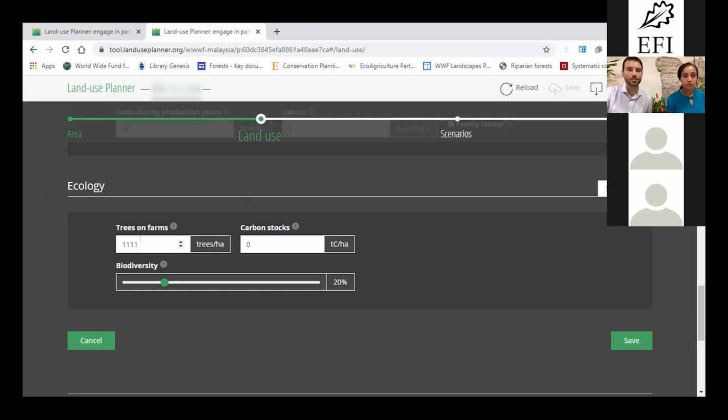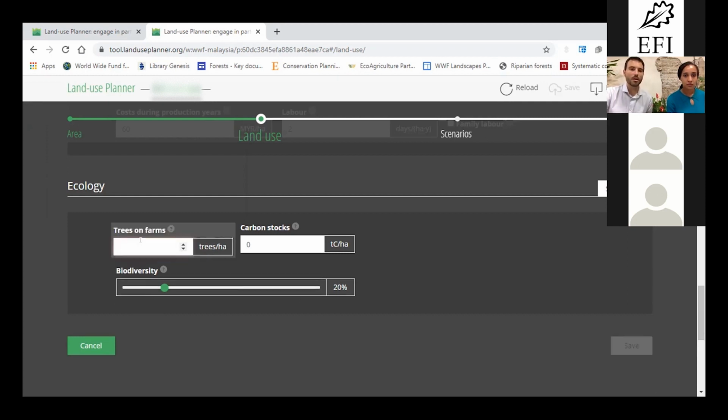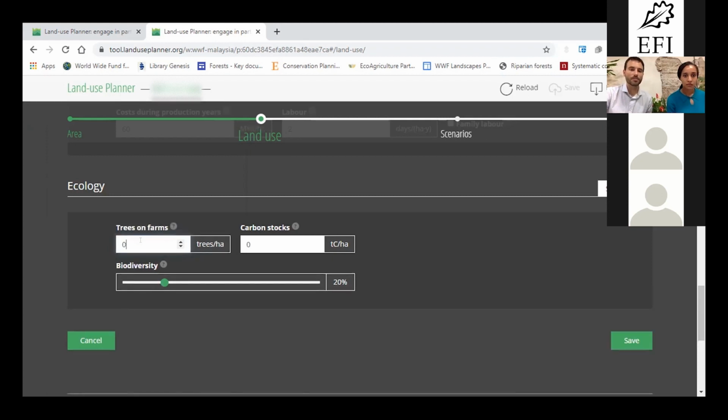Okay. Can I clarify here? So the practice for industrial tree plantation is usually to clear fell everything, so that leaves 0 natural trees on farm. Exactly. So you put 0. Okay. Right. Okay. So I misunderstood this bit here.